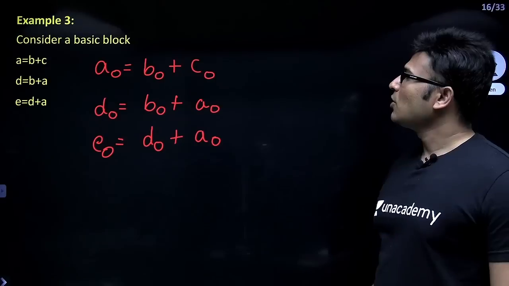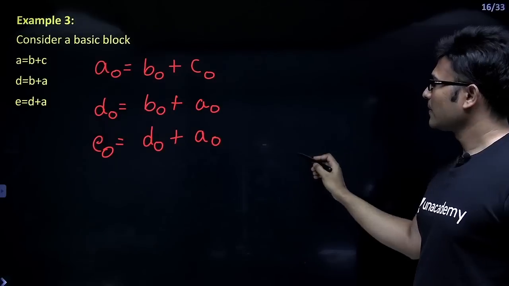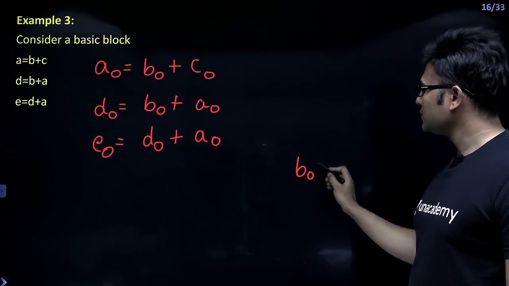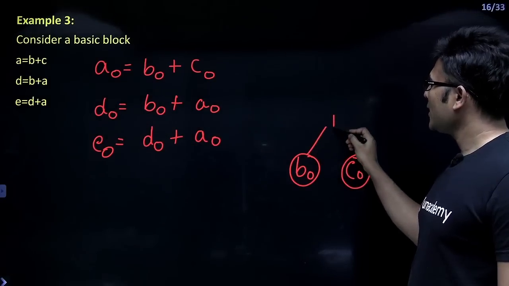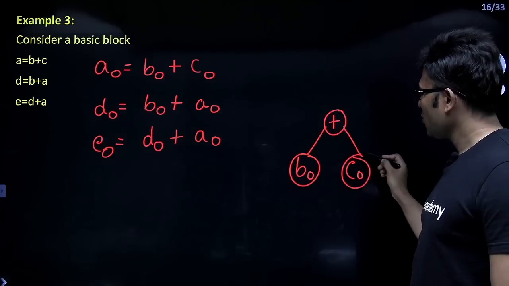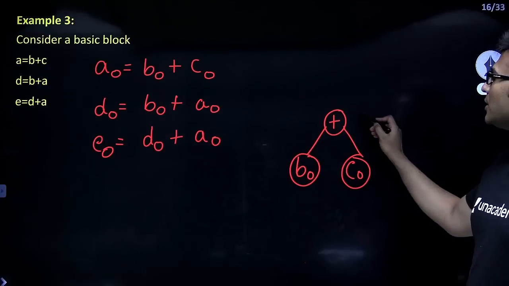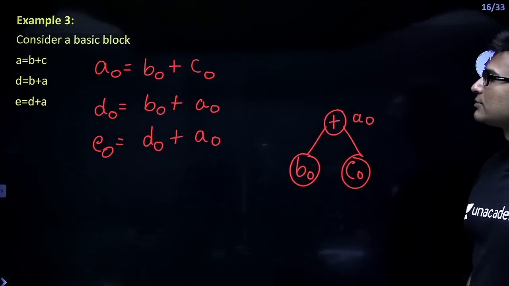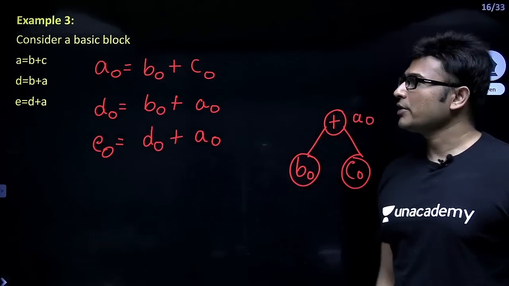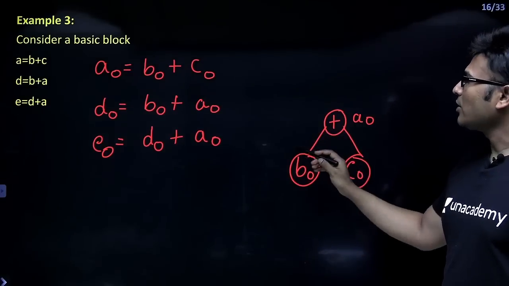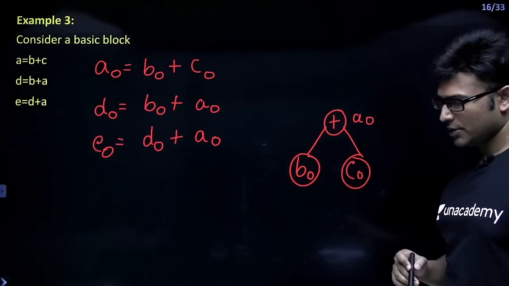A0 equal to B0 plus C0. So what happens here is, let us say it is B0 and let us say it is C0, and I'm adding both of them. And now whenever it is an assignment statement, we are not going to do anything, just we are going to label. So A0 is this, and the next one is D0 equal to B0 plus A0, right? So D0, B0 and A0, right?